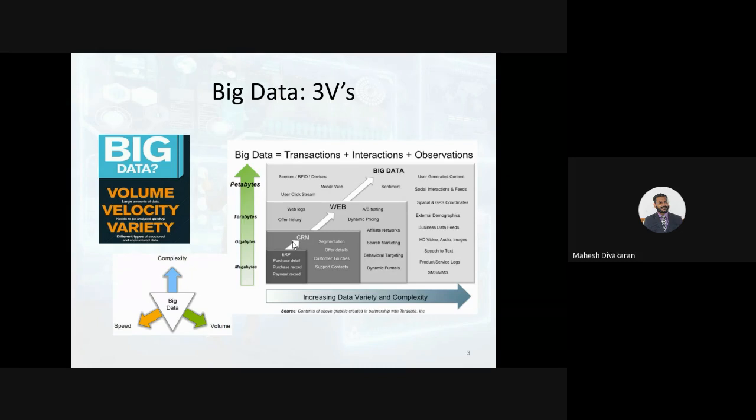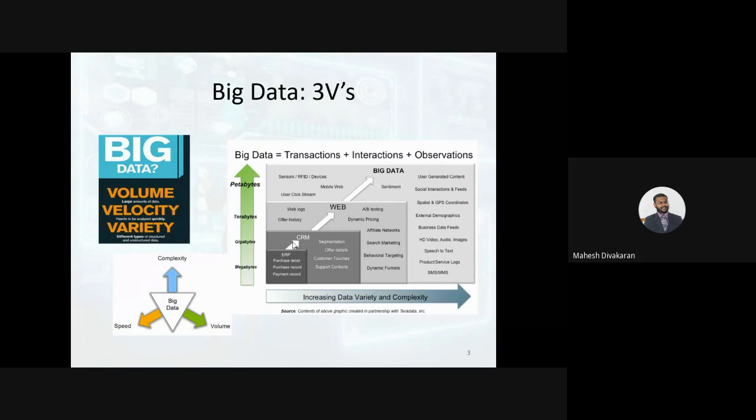Okay, 1 GB of data in a single day. Then you can imagine how large a volume of data is being created every single day. That much data is actually generated every single day, and there is a lot of variety of data.